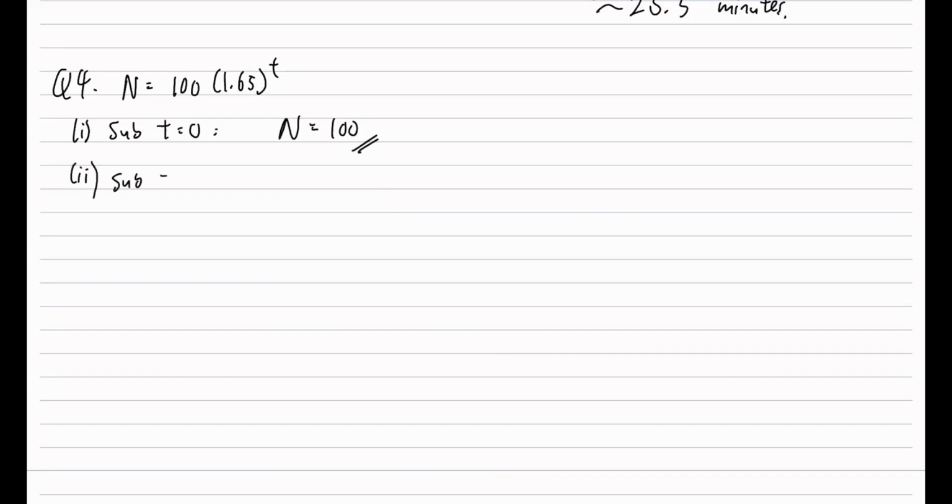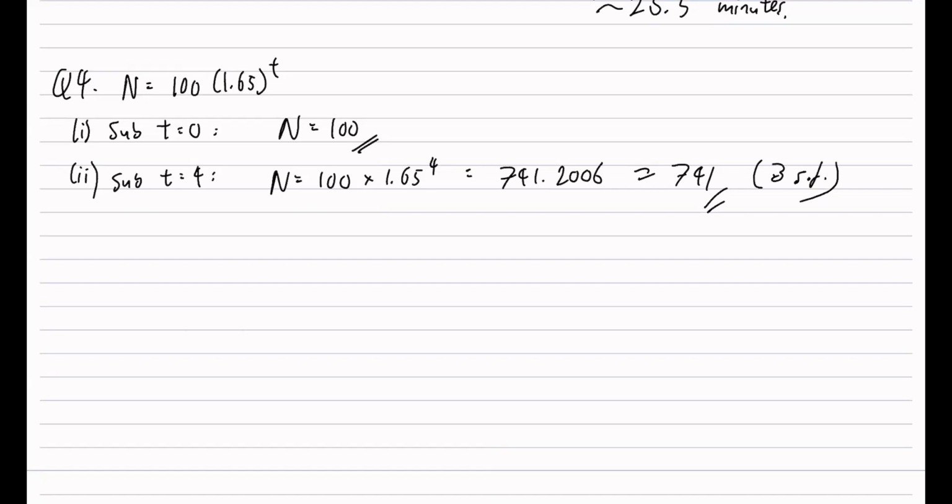Part 2 is asking what is the population after 4 days? So sub t with 4. 741. Oh, is it 741? Let me double check. 100 times 1.65 power 4, 741. 3 SF. Yeah, okay.